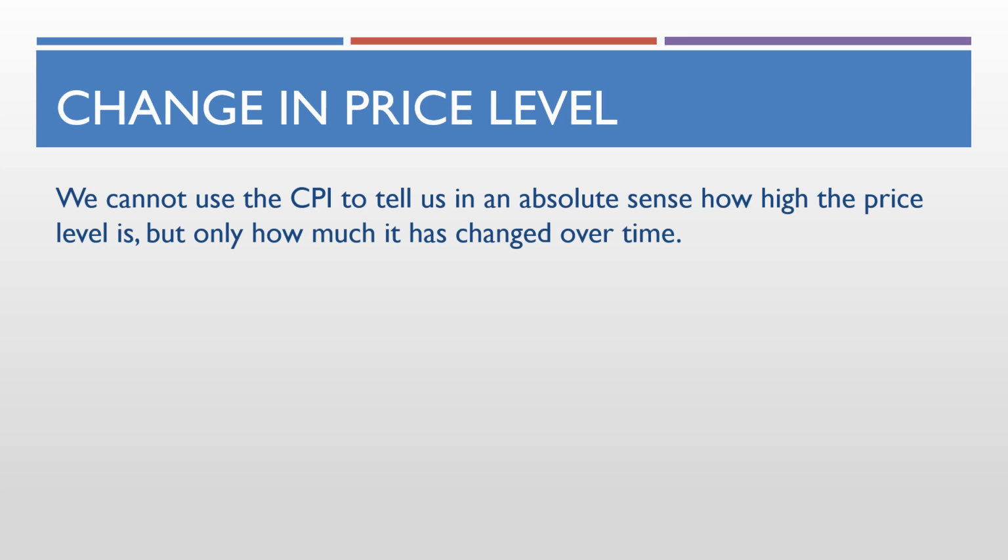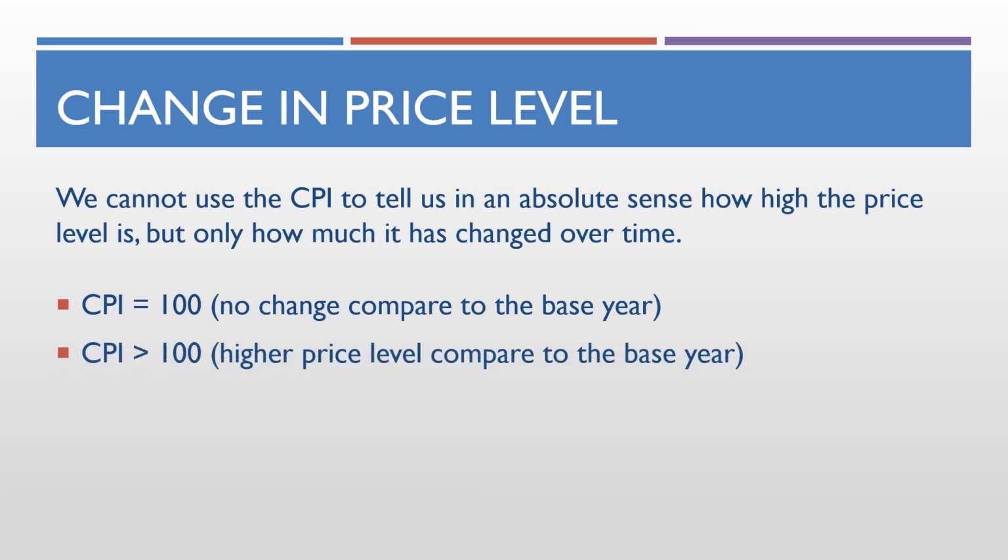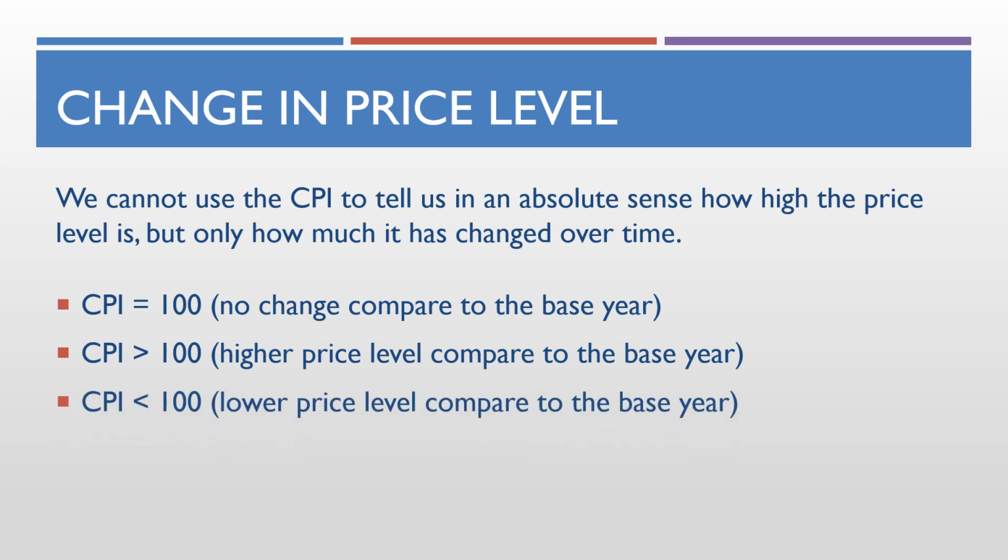So after calculating that number, obviously, we cannot just use the CPI to tell us in an absolute sense how high the price level is, but only how much it changed over time, right? So CPI equal to 100, as we mentioned before, means there is no price difference compared to the base year, which is very obvious. When CPI is greater than 100, that means the price level in the current year is higher compared to the base year. And when CPI is less than 100, that means the current price level is lower than the base year.